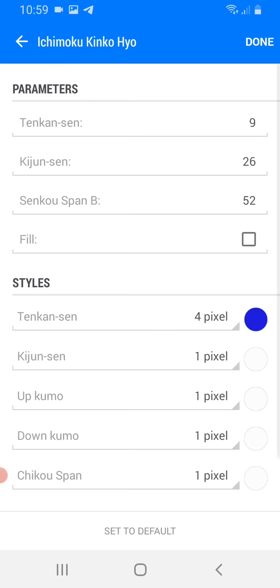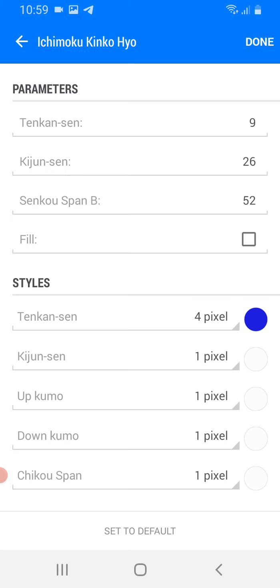The next indicator is the Ichimoku. The Ichimoku, the Tenkan-sen is 9, Kijun-sen you set it to 9, Senkou Span 52. Then for the Tenkan-sen, you take a 4 pixel. Use the color blue for better understanding. The Kijun-sen 1 pixel. The Kumo, the up Kumo 1 pixel, down Kumo 1 pixel, and the Chikou Span 1 pixel.